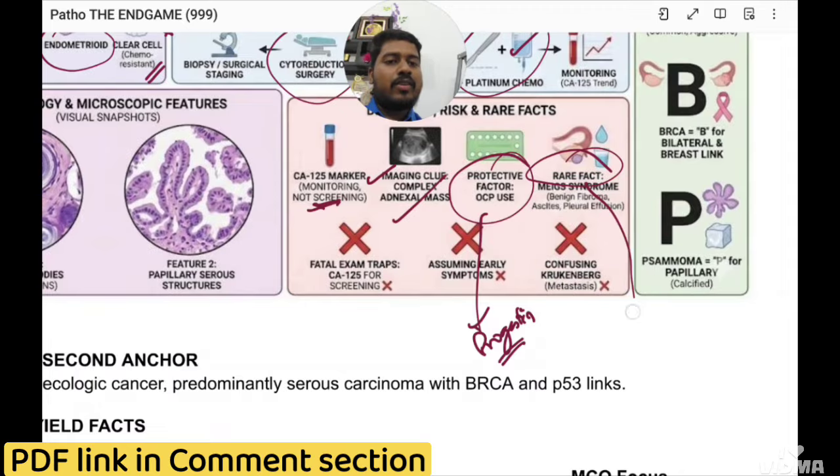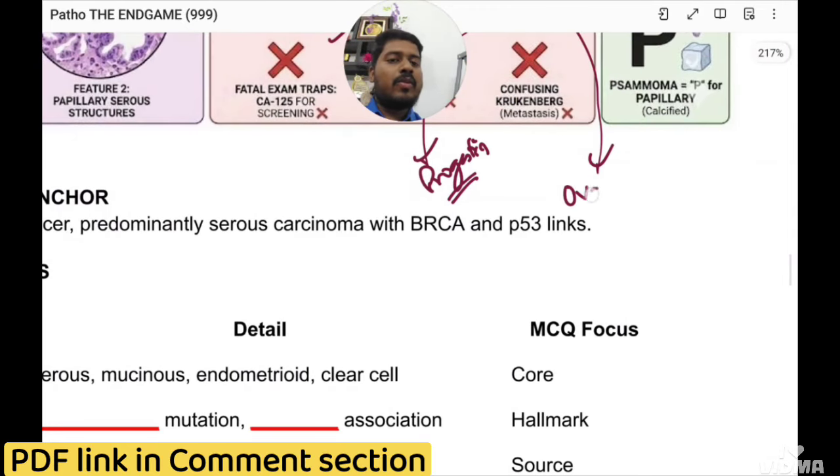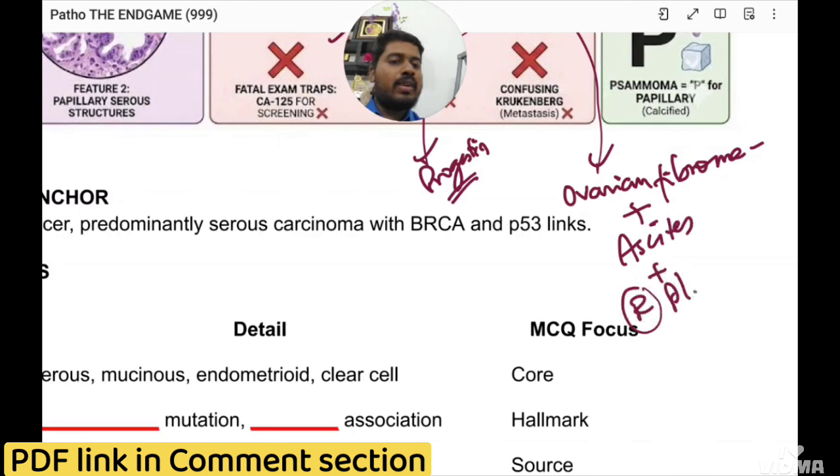Now, what is Meigs syndrome? Meigs syndrome is not for ovarian carcinoma, it is for ovarian fibroma. So when ovarian fibroma is there, it will irritate the peritoneum, causing ascites, and there will be lymphatic spread also, causing right-sided pleural effusion. Okay, so this is known as Meigs syndrome.